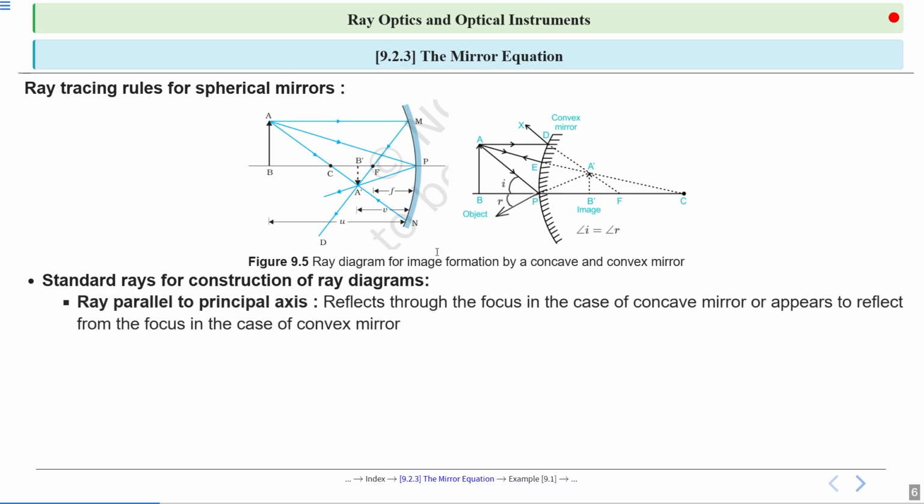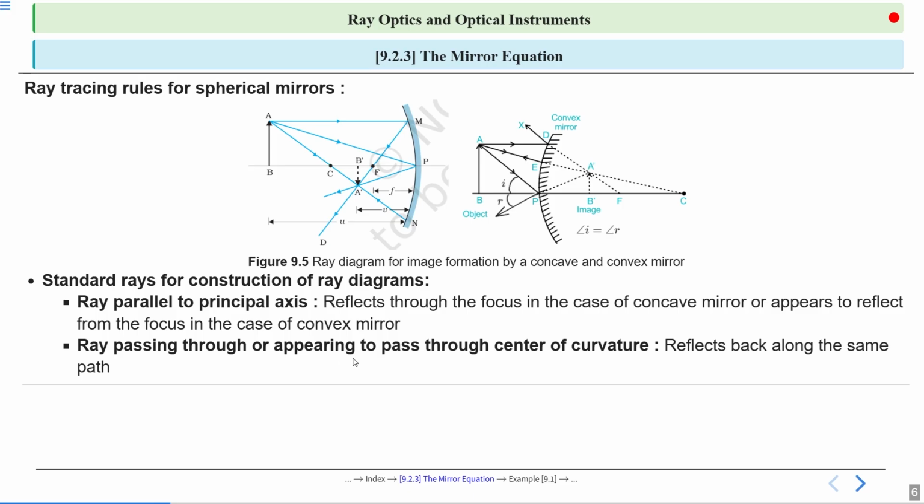So a ray parallel to the principal axis, in both cases, reflects through the focus in case of concave mirror, or appears to reflect from the focus in case of convex mirror. Okay, a ray passing through or appearing to pass through the center of curvature. So a ray passing through the center of curvature in the case of concave mirror, or a ray that appears to pass through the center of curvature in the case of convex mirror, reflects back along the same path. It will retrace its path.